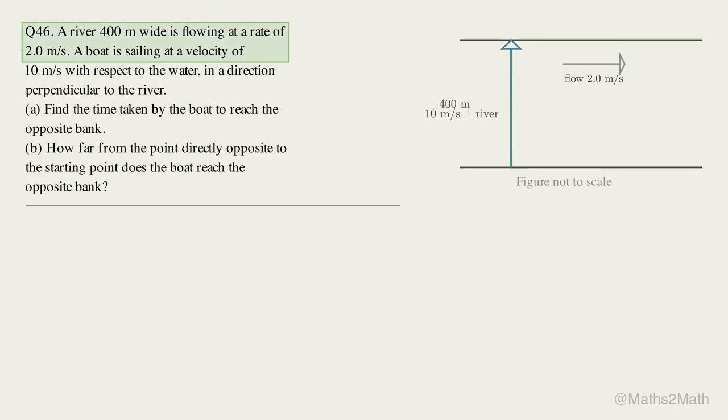Question 46. A 400-meter river flows at 2 meters per second. A boat sails at 10, perpendicular to the river. Find the crossing time and how far downstream it lands. What does this mean? The 10 crosses, the 2 drifts.